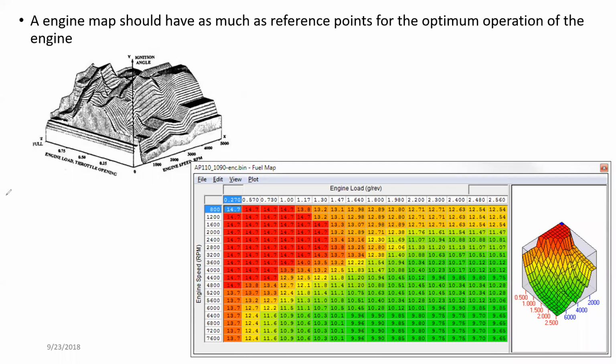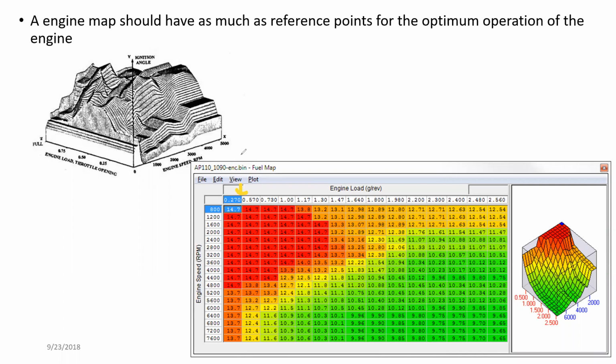so here, for example, engine load, right? Engine load is at this point 0.27, 0.57, right? So this is the one. If there's another point in between, let's say 0.35, that's a reference point, right? So having more reference points means optimum operation is possible. So any point can actually be found by the engine.